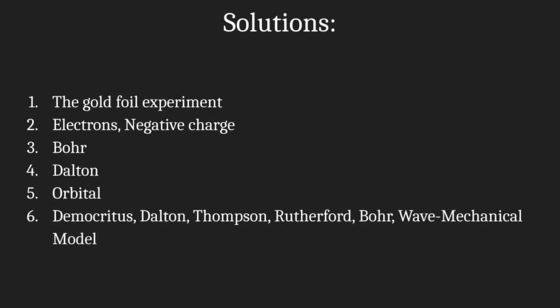The answers are as follows. The gold foil experiment proved that atoms were mostly empty space. J.J. Thompson discovered the electron, and an electron has a negative charge. It was Bohr who used emission spectrums to prove the planetary model. Dalton said that atoms were small indestructible spheres, and an orbital is the realm of probability for where an electron is most likely to be. And then from earliest to most recent, the scientists go as follows: Democritus, Dalton, Thompson, Rutherford, Bohr, and then the wave mechanical model.